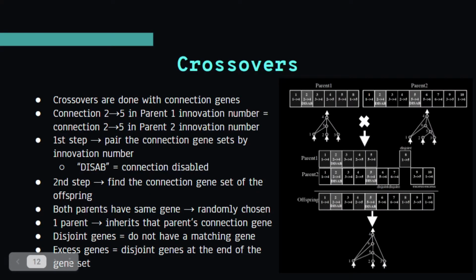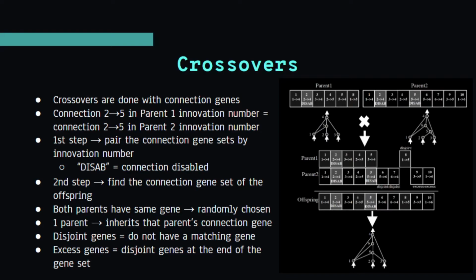All right, so let's get into crossovers, which is one of the 3 stages of NEAT. The 3 stages of NEAT are crossovers, selection, and mutation. Crossovers are done with just connection genes, because if you know the format of the connection genes, you also know the format of the node genes.